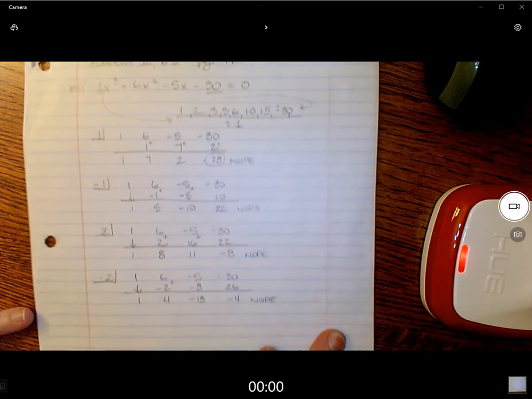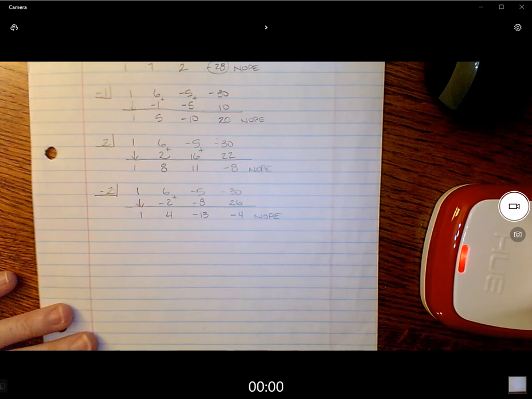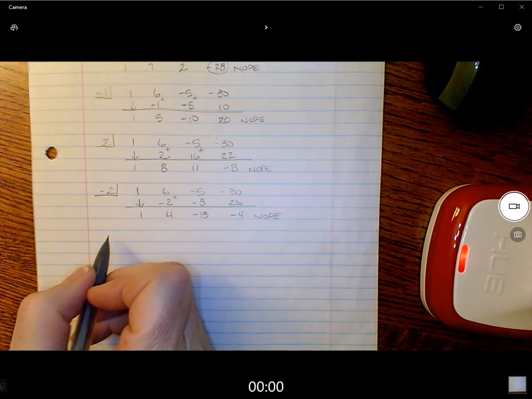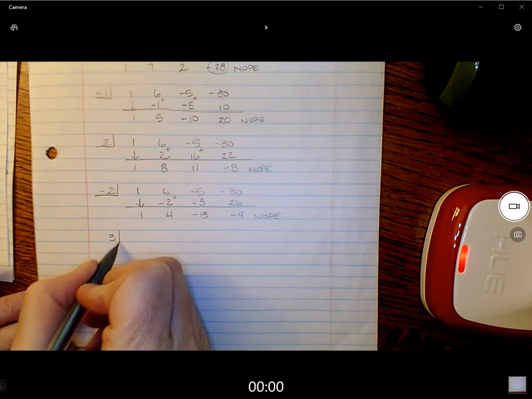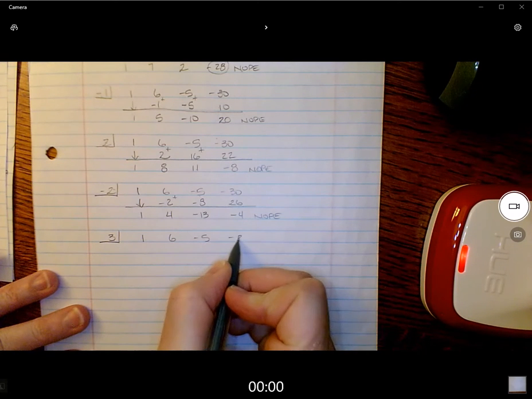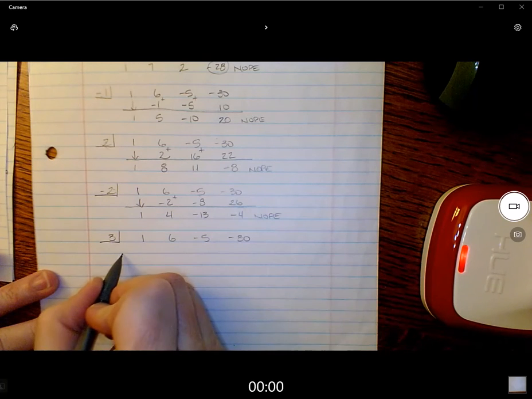I learned this from our Texas guy on YouTube. So hopefully his strategy is good. Maybe there's a better strategy, but this one does seem to work. Okay, I'm going to try 3. And again, 1, 6, negative 5, negative 30. We're searching for 0 in this category over here.